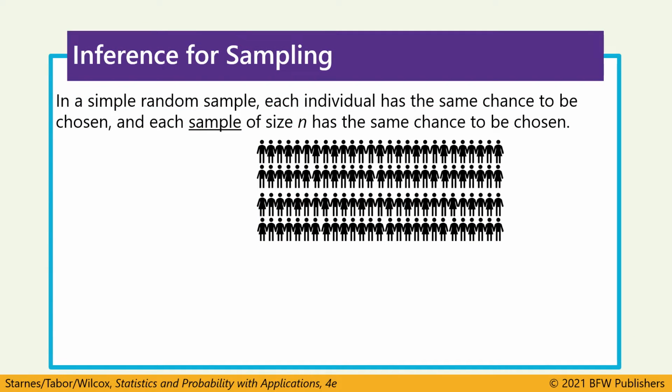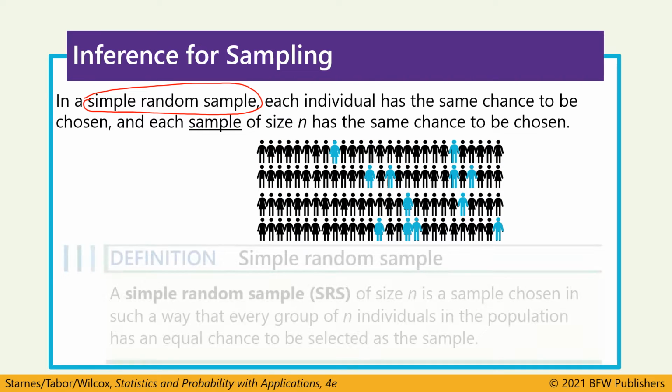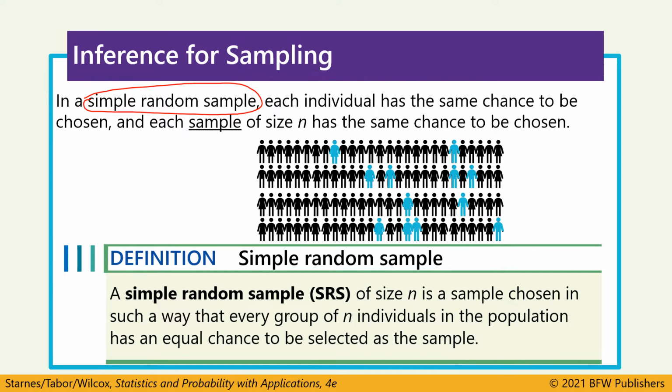In the past two sections, we talked a lot about how to sample poorly: voluntary response samples, convenience samples, along with all the biases that they can suffer from, non-response, response bias, undercoverage, etc. And we also talked about how we want to include randomization in any valid sample. More specifically, we want to conduct what's called a simple random sample. In a simple random sample, each individual has the same chance to be chosen, and each sample of size n has the same chance to be chosen.